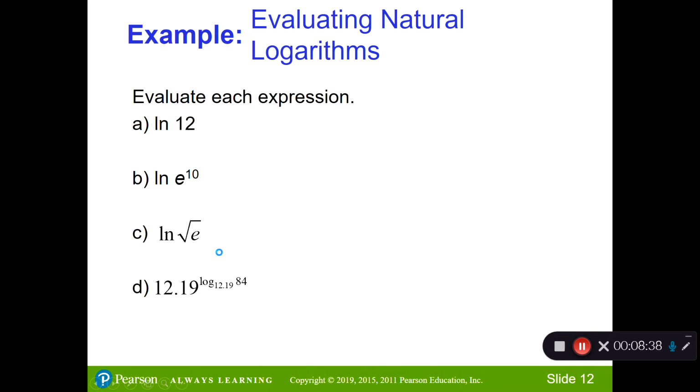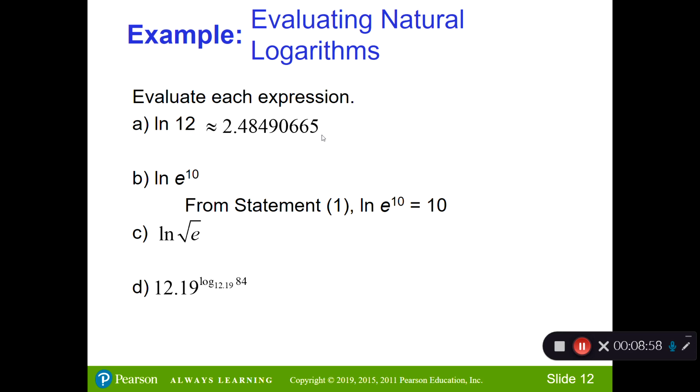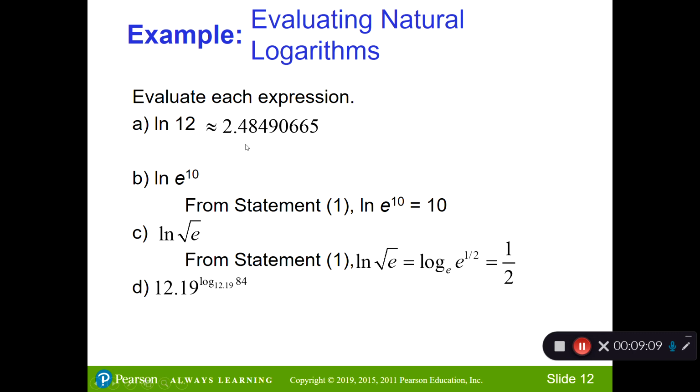So, the natural log of 12. I'll plug that directly into my calculator and get 2.4849. Ln of e to the 10th, well, this is log base e of e to the 10th. They'll undo each other, and I'll get just 10. Same thing here. This e would have an exponent of 1/2 because of the square root. So the natural log of e to the 1/2 would just be 1/2. It returns the exponent. And then 12.19 to the log base 12.19 of 84. Again, same base, so these undo each other, giving me back just 84.